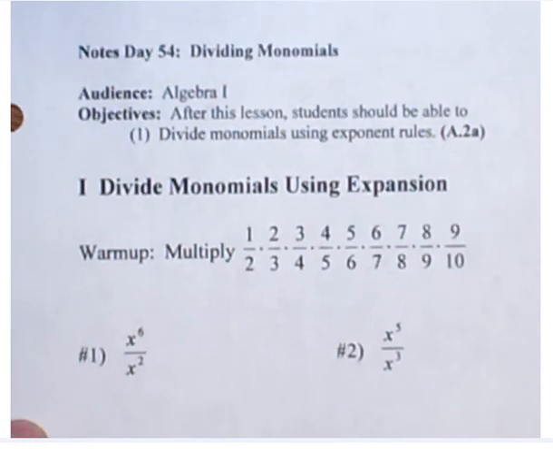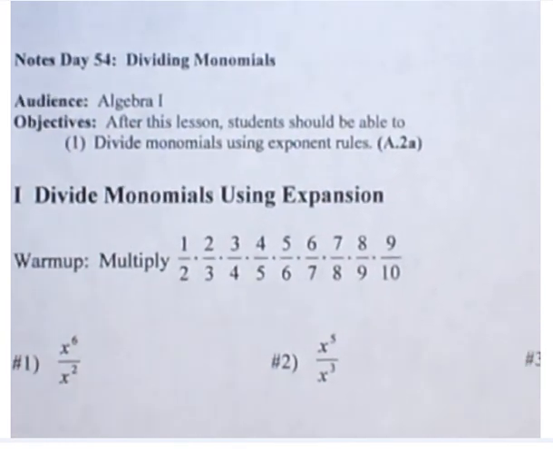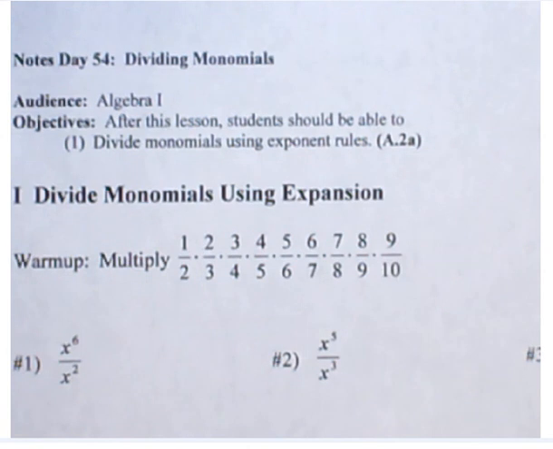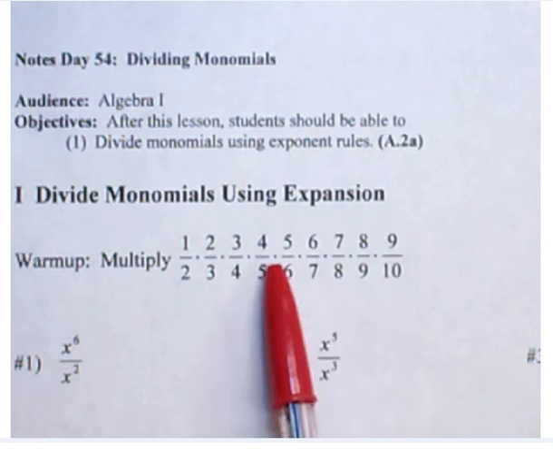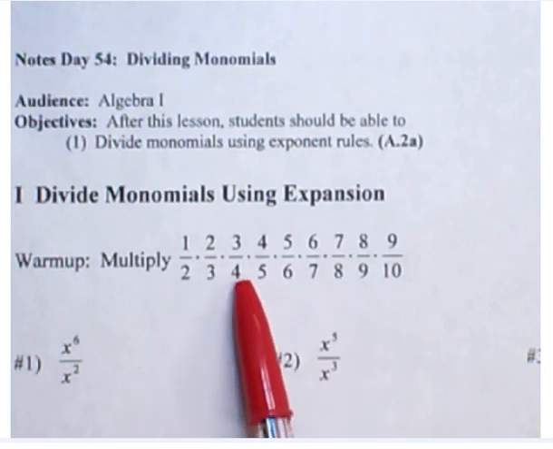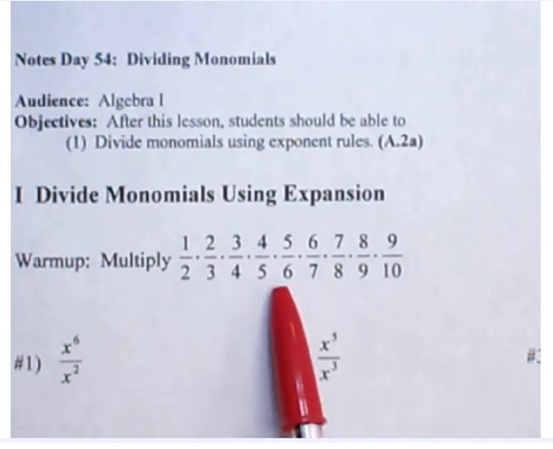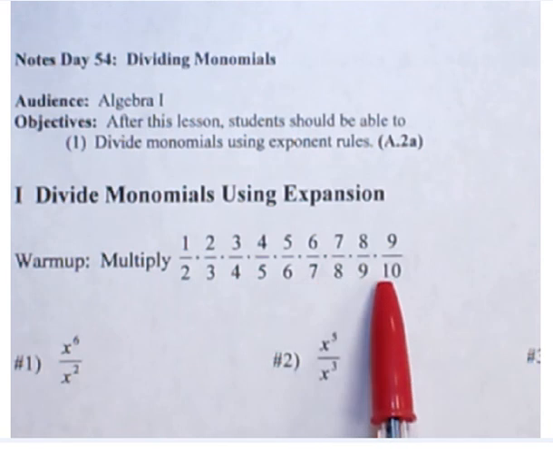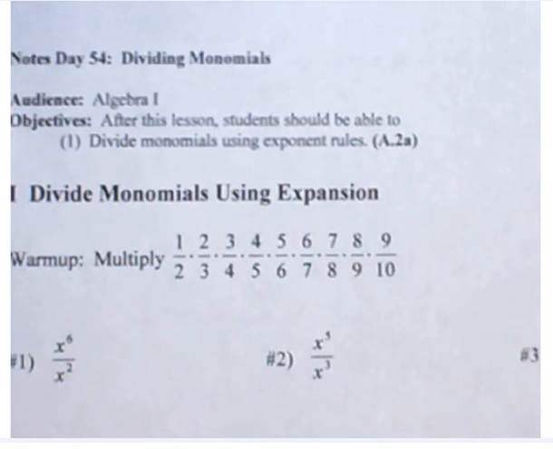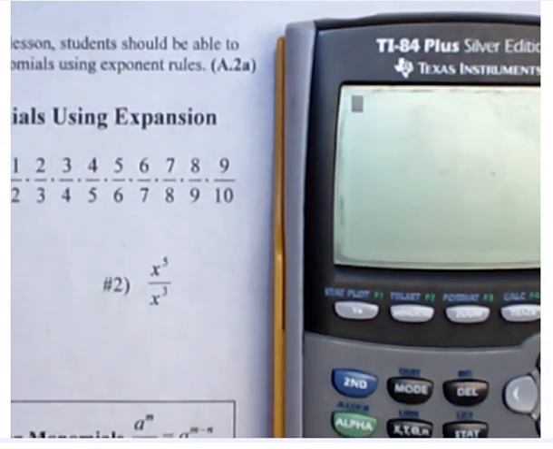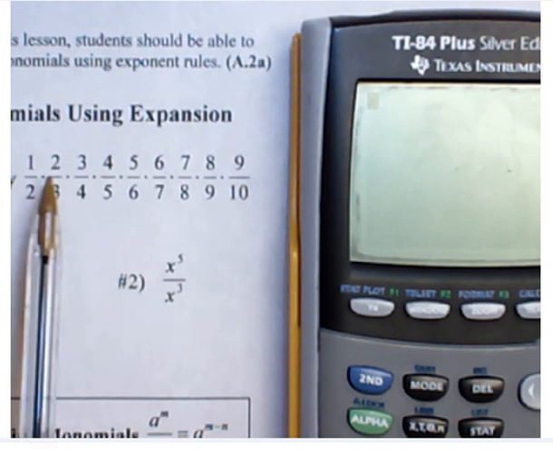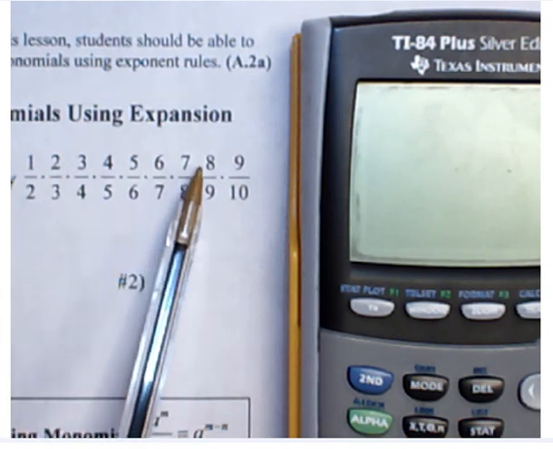Section 1, divide monomials using expansion. So, as a warm-up, let's say we wanted to multiply all these fractions together. 1/2 times 2/3 times 3/4 times 4/5, and so on, up until 9/10. Well, one way to do this, you could use a calculator. And when you multiply fractions, you multiply all the numerators.